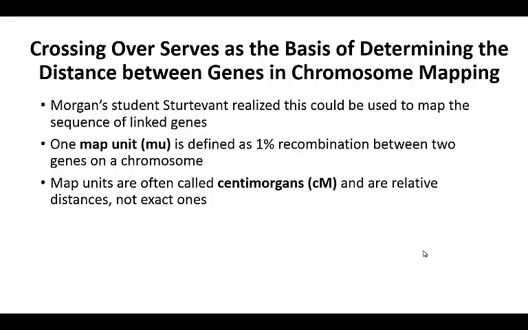And the way that they defined it was one map unit, or MU, is defined as 1% recombination between 2 genes on a chromosome. So it's a relatively, it's not a very specific term, right? Because there could be regions that, for whatever reason, aren't likely to have a lot of crossing over, or are likely to have a lot of crossing over, and that may affect the physical distance on a map. But this is the best that they had at the time. It was to do calculations like this. They also call these map units sometimes centimorgans after Morgan. Okay? And again, they're relative distances, not exact ones.